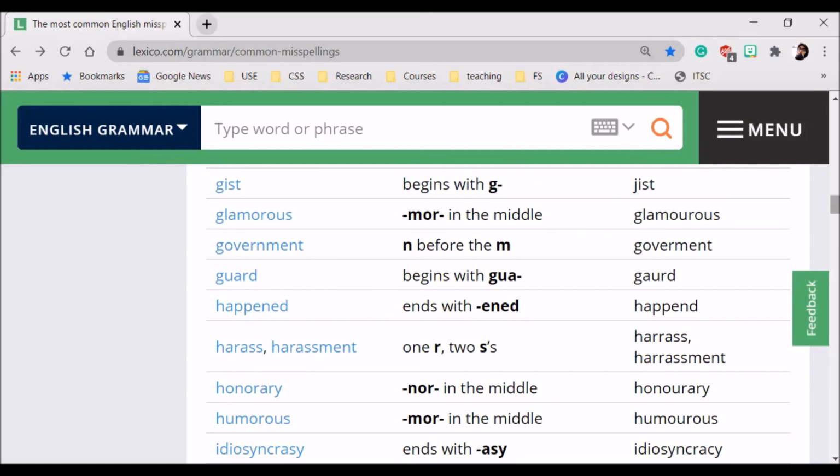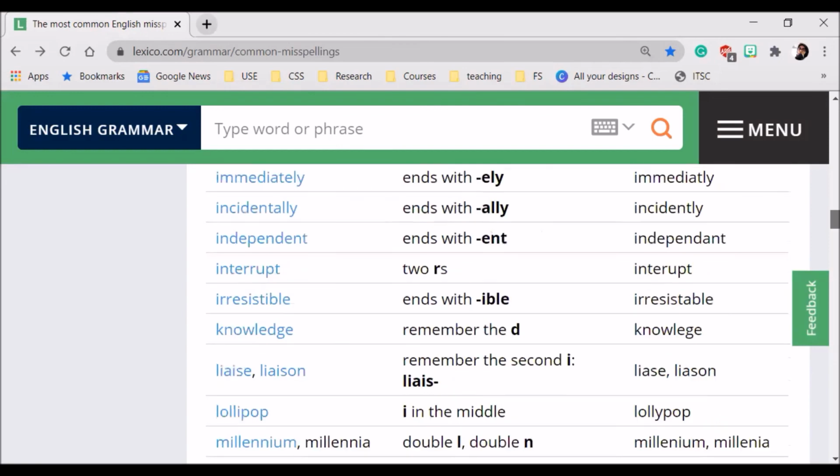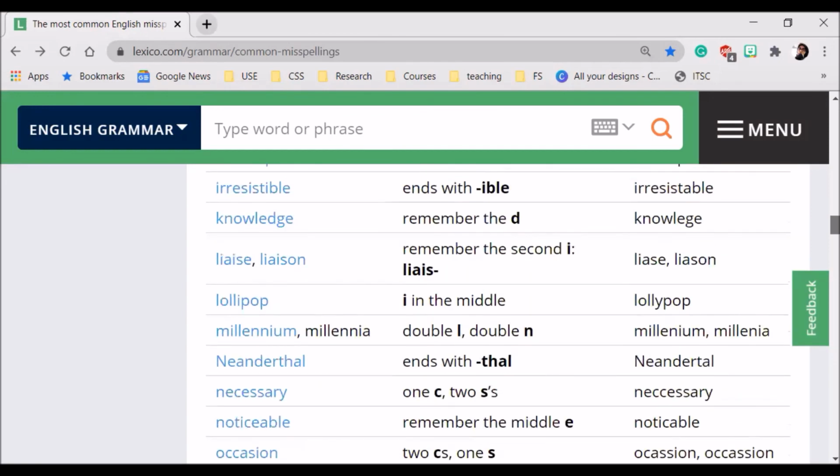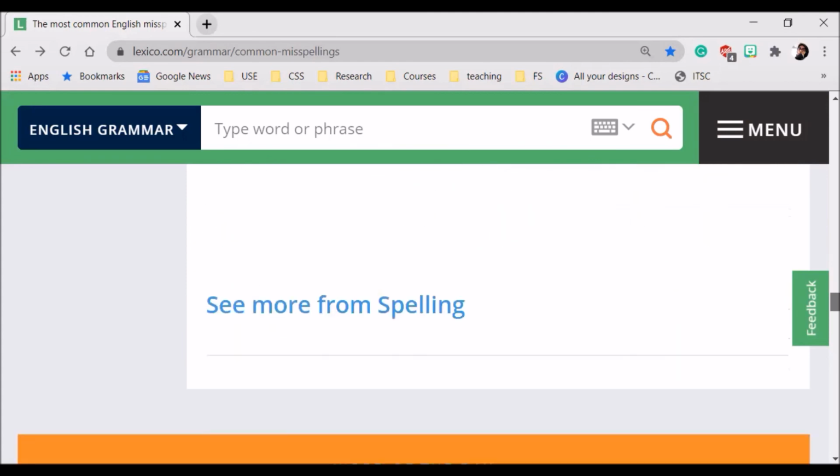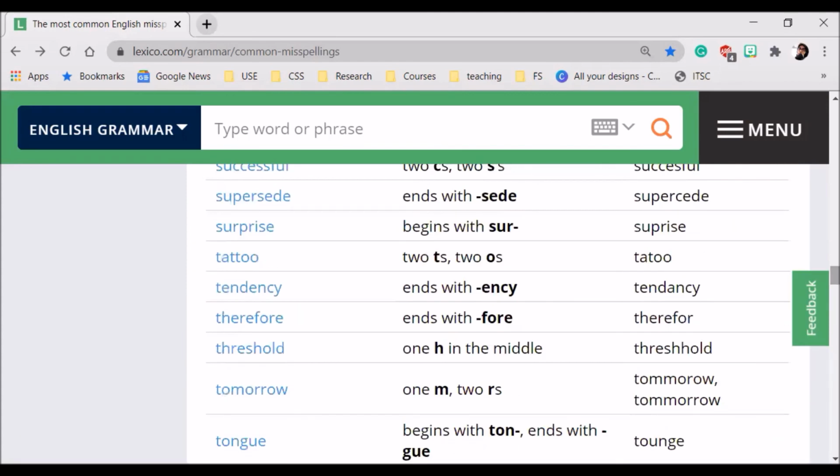If you have any stories with any words, you can share them in the comments, or if you have any words that you think people misspell so often, like the words mentioned in this video, you can share them in the comment section.